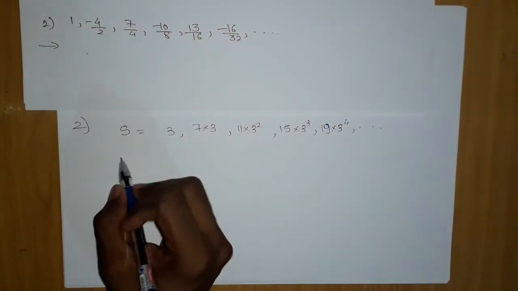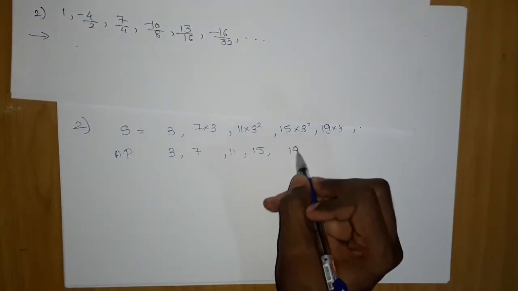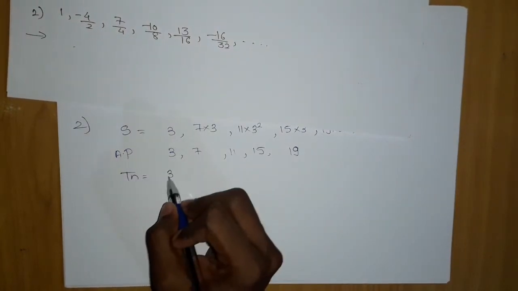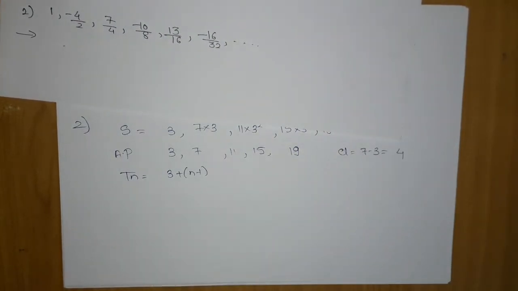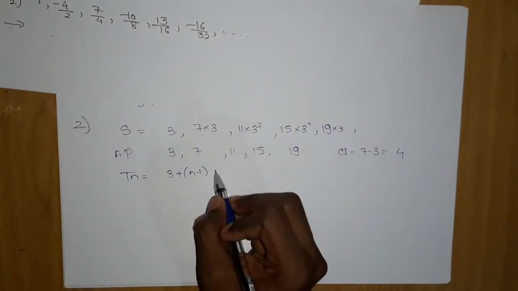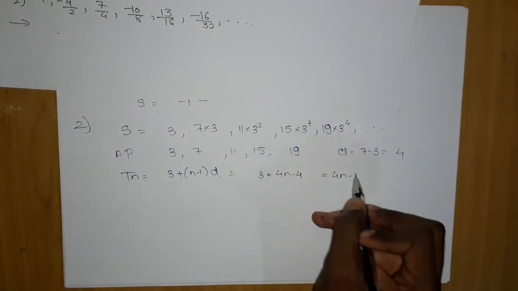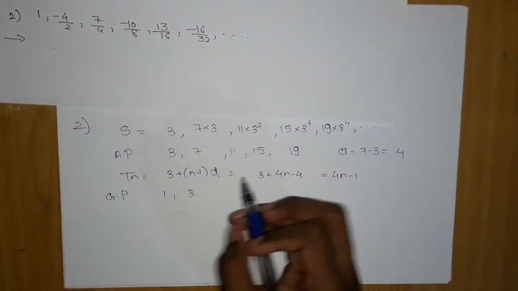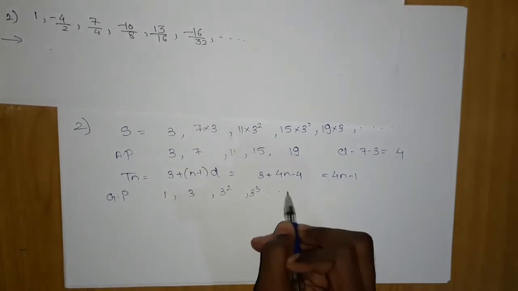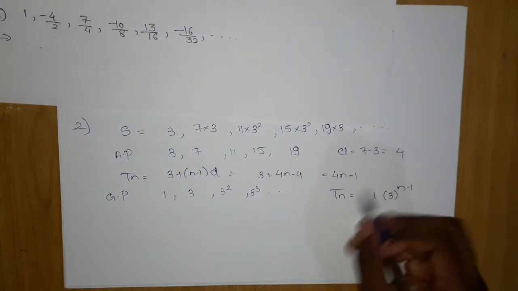Now I want to find the Tn term. How can I find it? First I will write the AP. The AP is 3, 7, 11, 15, 19. Get the Tn term. Tn is nothing but 3 plus n minus 1 into D. D you can get by subtracting 7 minus 3, which is nothing but 4. Easy. So 3 plus 4n minus 4, which gives you 4n minus 1. So you got the Tn term of the AP. Now write the GP: 1, 3, 3 square, 3 cube, and so on. Can you get the Tn term? It is very easy: 1 into 3 power n minus 1. So you got the Tn term of the GP also.